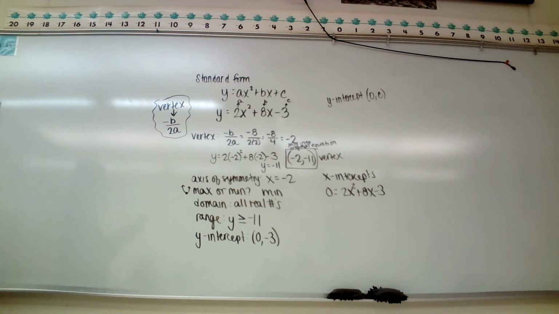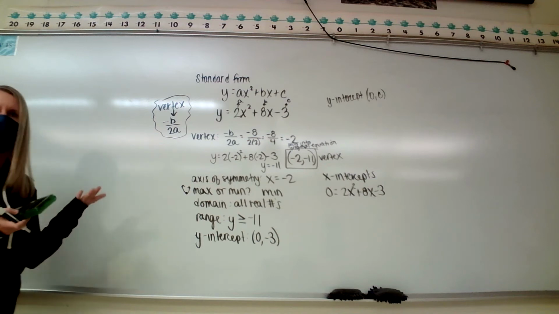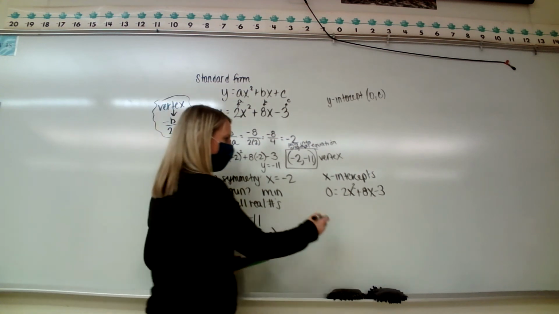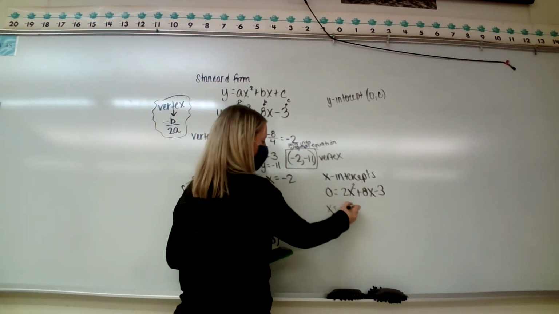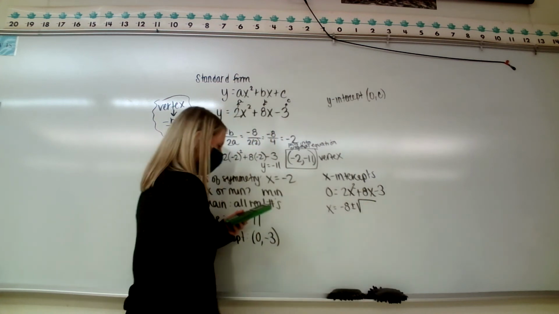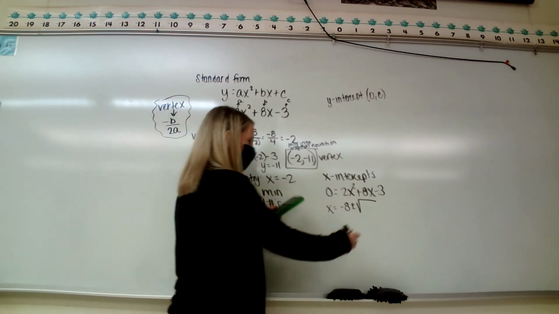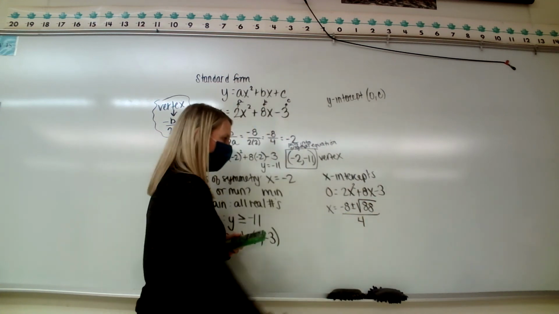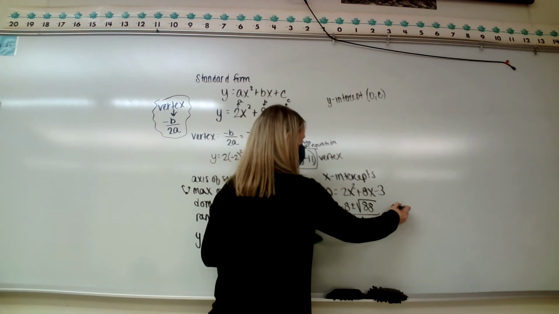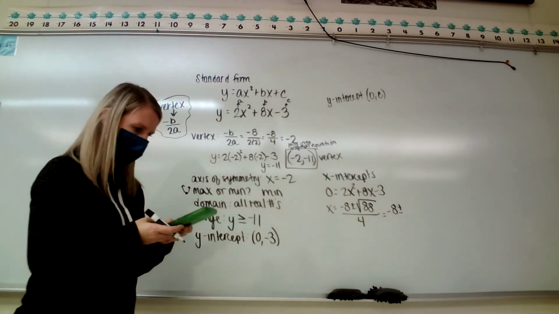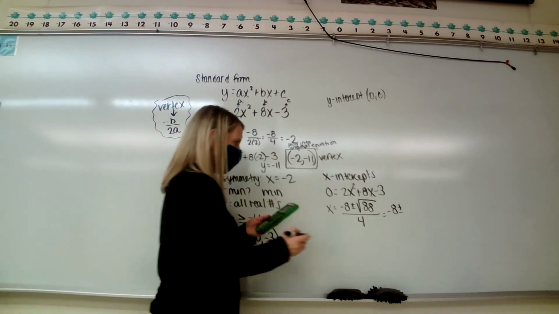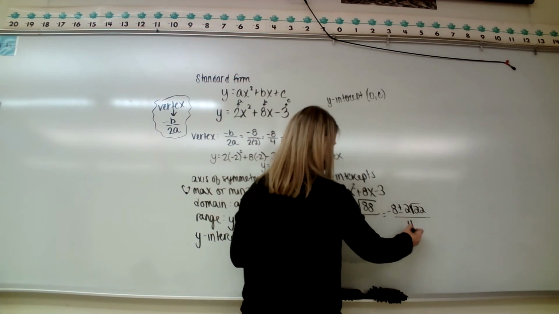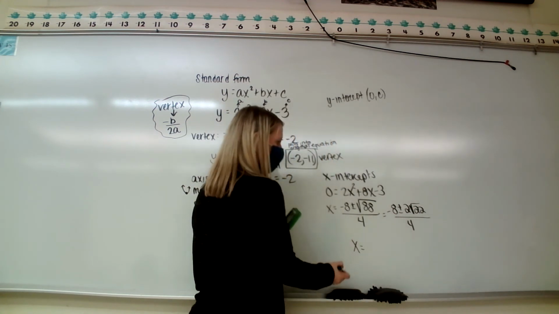It is not factorable. So I'm just going to use the quadratic formula, because it lends itself to that since it's not factorable. So it's going to be negative b plus or minus the square root of 88, all over 4. Let me simplify 88. It's divisible by 4, right? So it would be 2 root 22. And then I can reduce that. Those are all divisible by 2.